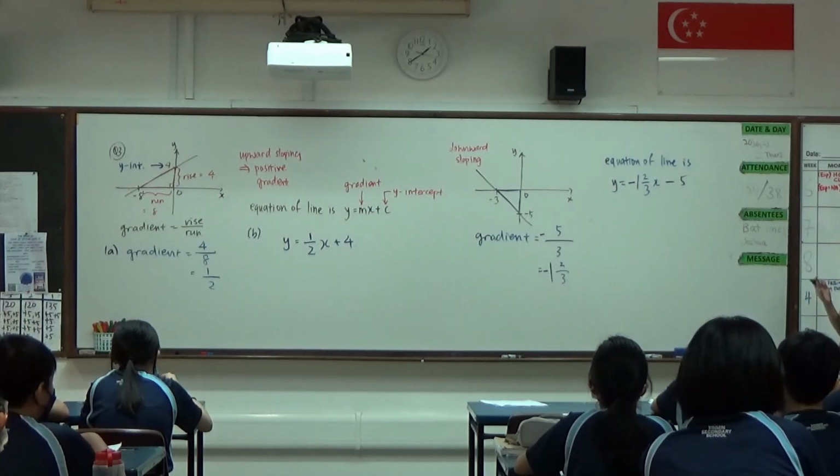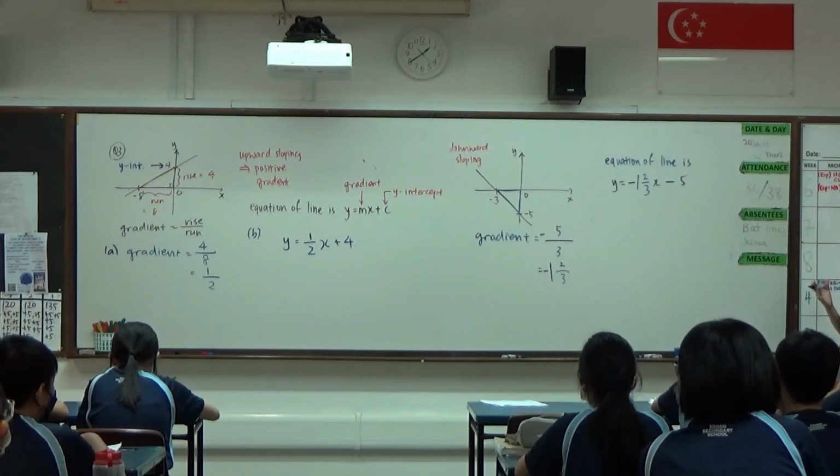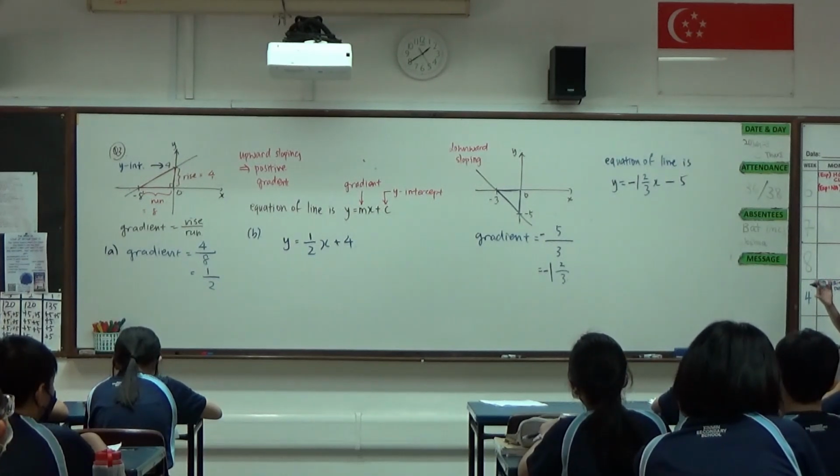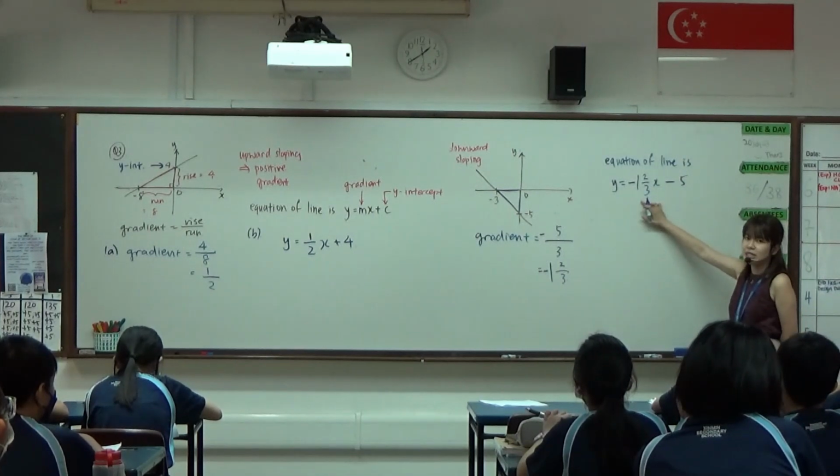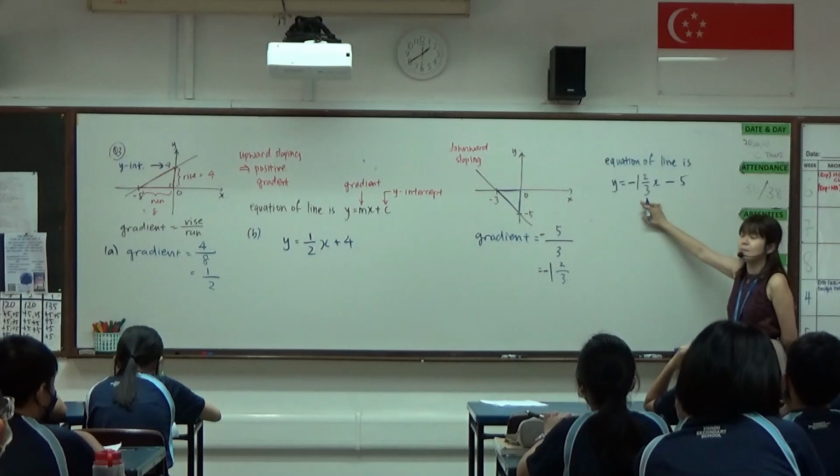Any ideas? Any thoughts from anyone? Asha, what do you think? Maybe just put a bracket. No, it's not about putting brackets. What do you say about the number in front of x? What kind of form must it be? Oh, no. It must be improper, right?